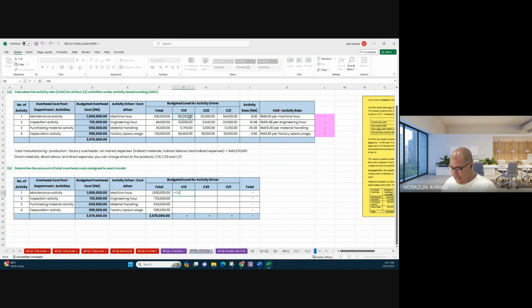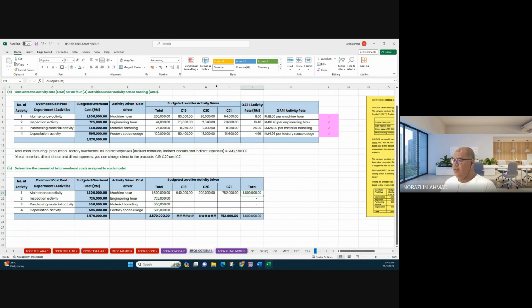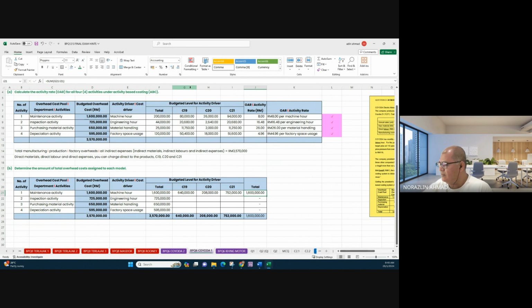Okay, this one, C19 is 80 machine hours, and then the rate is 8 ringgit. So you get this one. Okay, 2680, you times with this one. This one, you times with this one. And then you get back this one. Okay. Try to digest first.